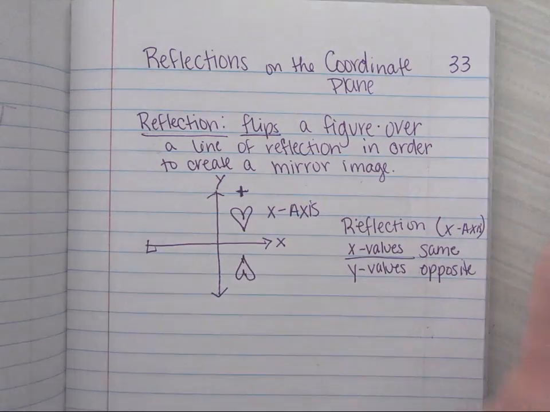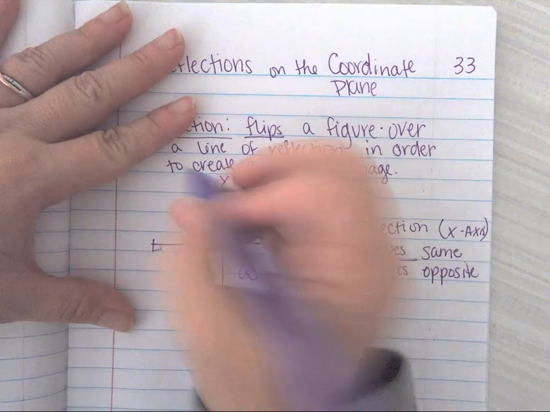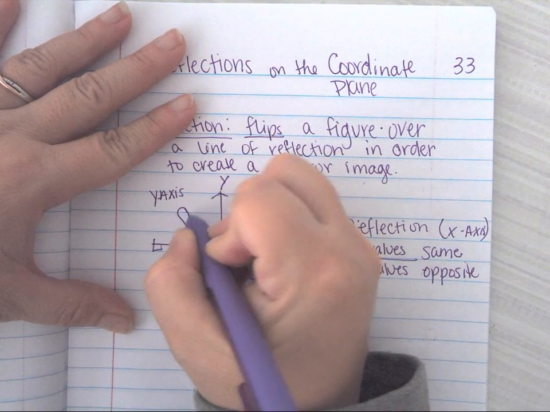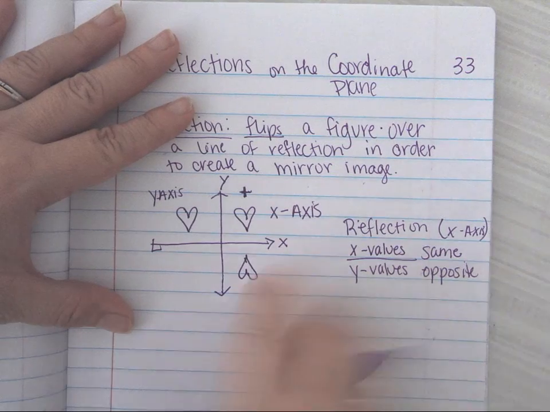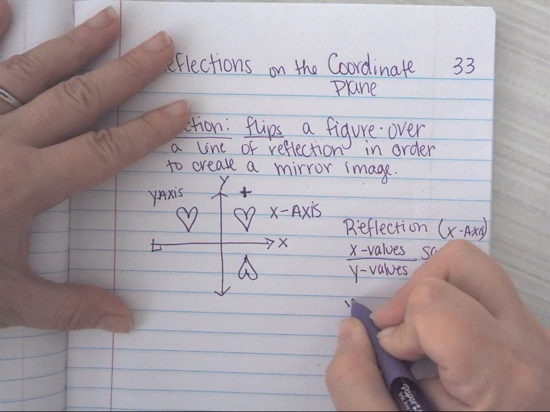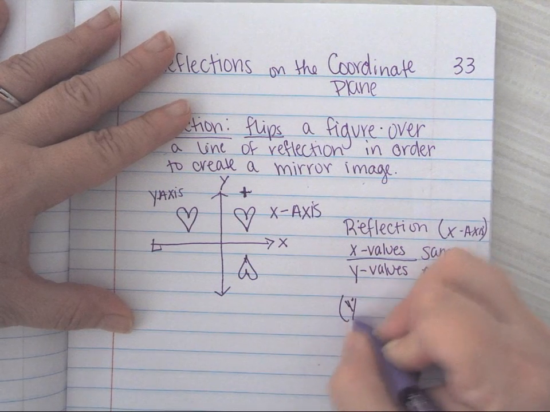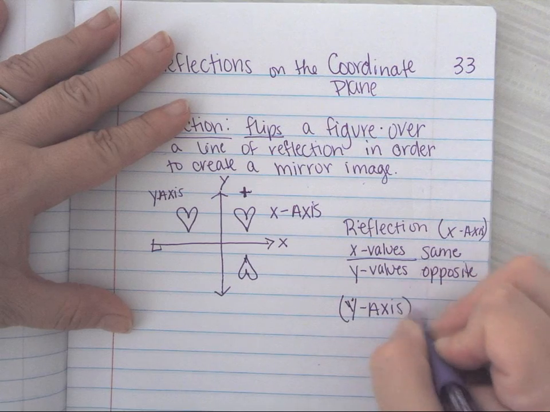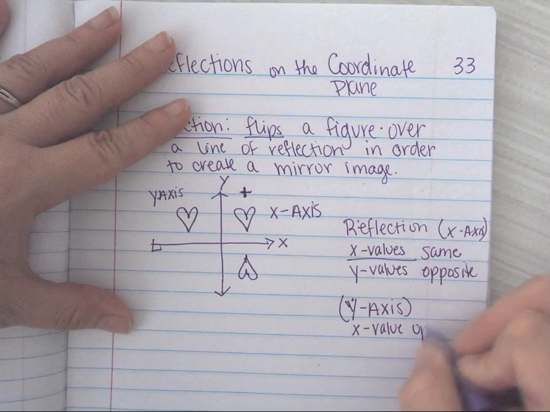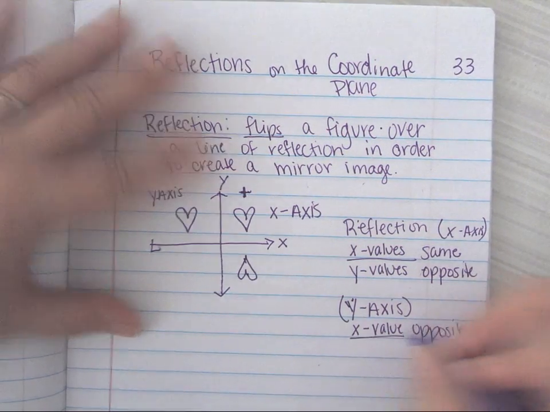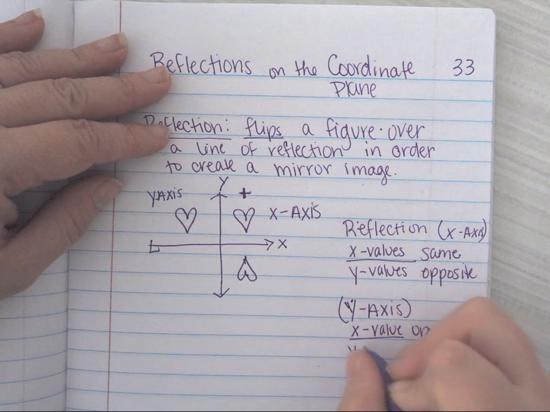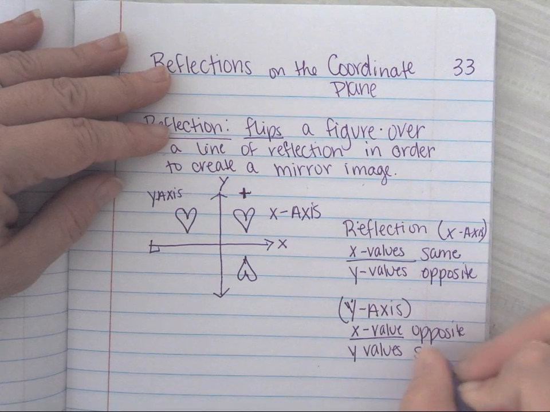Now, let's say I reflect this heart over the y-axis. Then that just means that I flipped it this way. My y values stay the same, but my x values become negative. So x values are the opposite, because they were positive here, right? Now they're on the negative side. And my y values are the same.